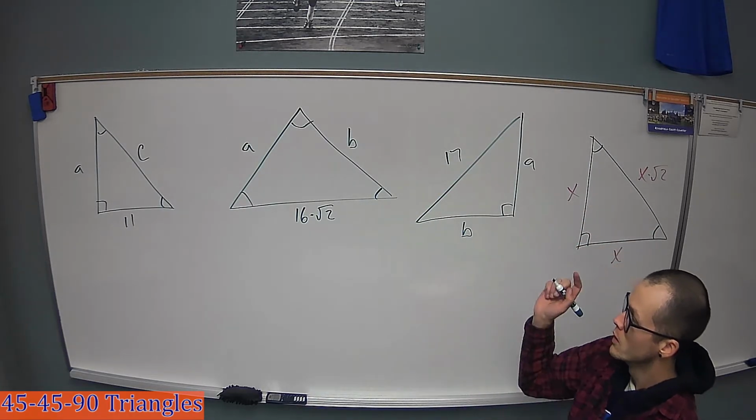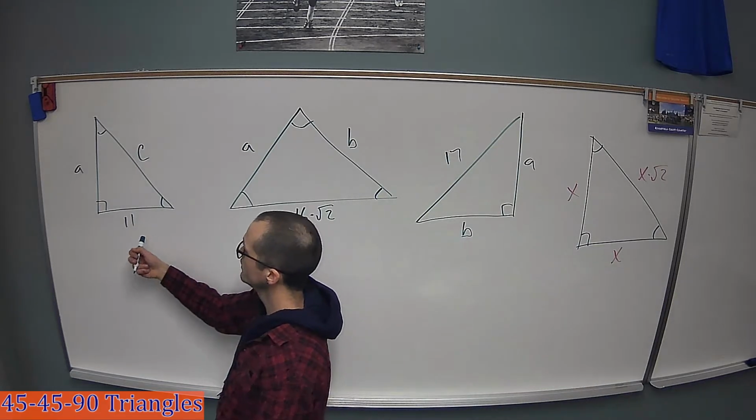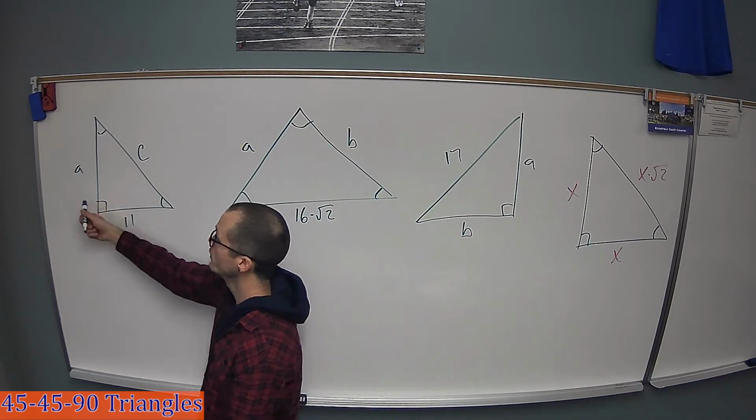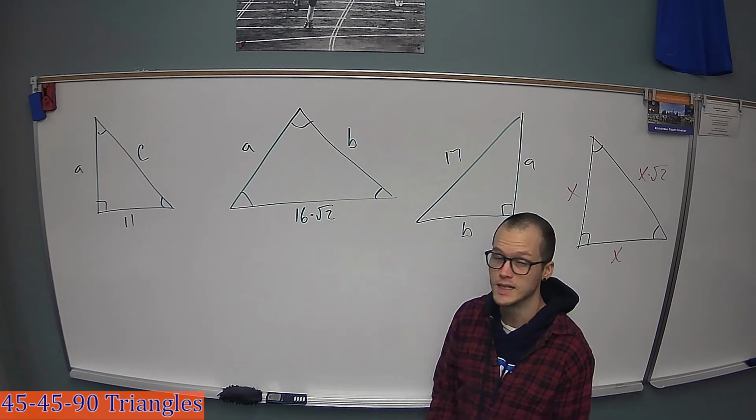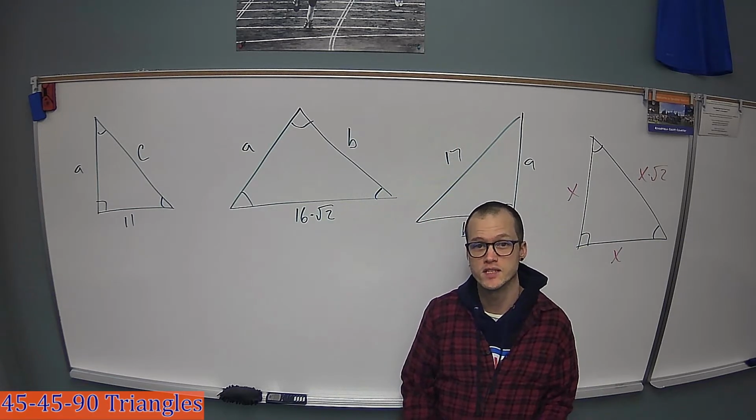We're doing 3 of these. Okay, so over here, the first one. We have some leg lengths of 11. We have an unknown leg length, and we have a hypotenuse of length c. I want to figure out what the length of A is and the length of C is.